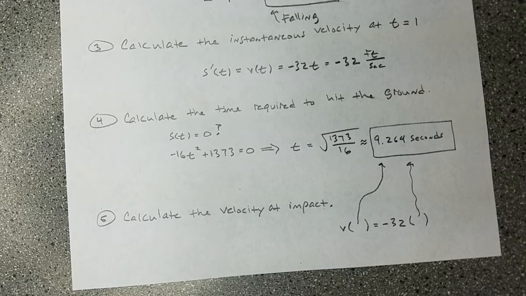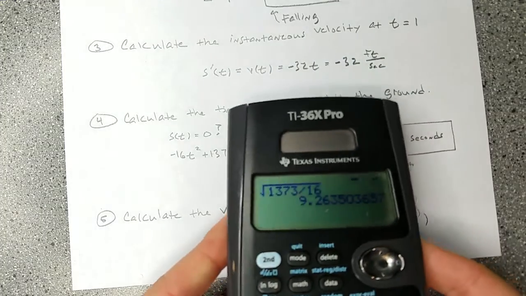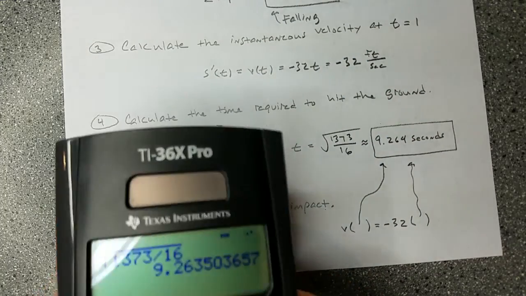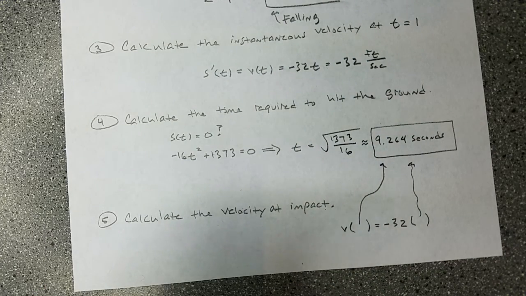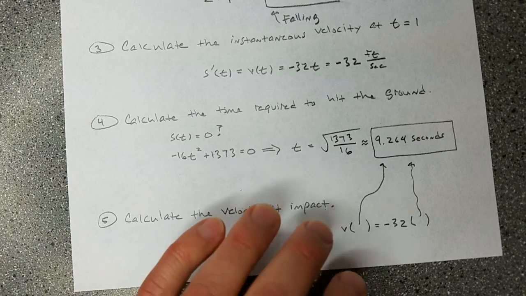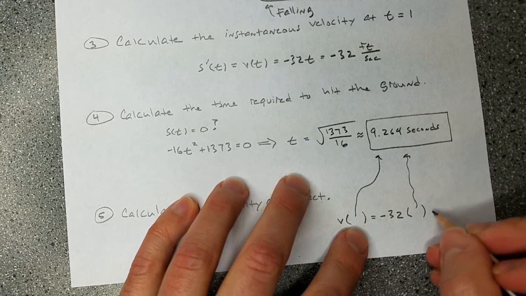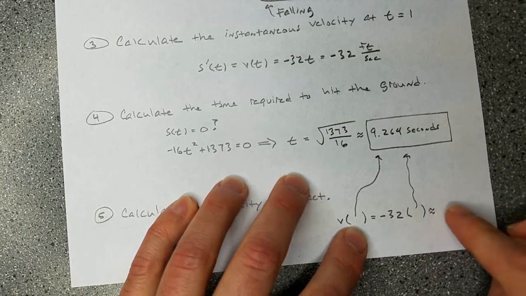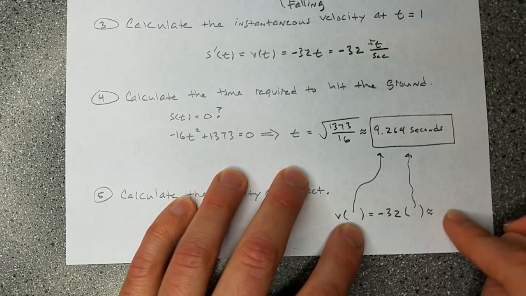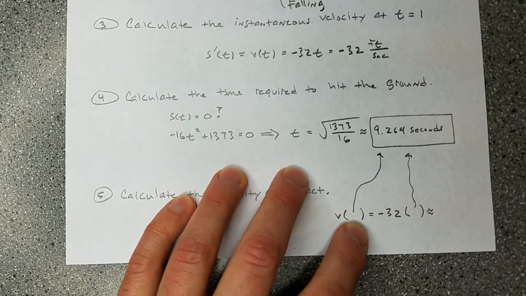32 times 9, that's fast, but let's see. I got the number in there already, see, right there. I just do times 32. So it'll be moving almost 300 feet per second. Let's see, I'll do the same rounding. We're going to have to round this number. However we're supposed to, I'll do 3 places.